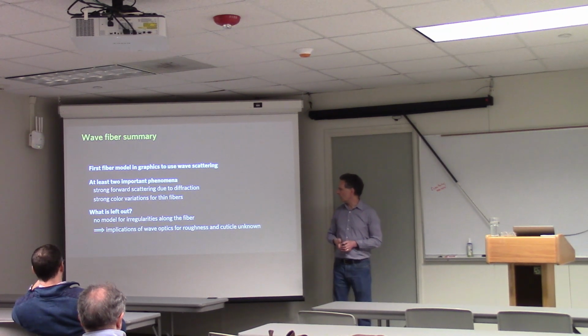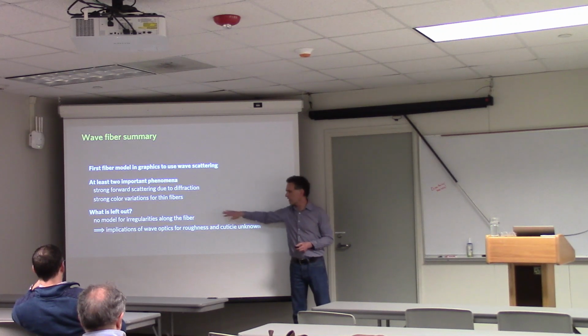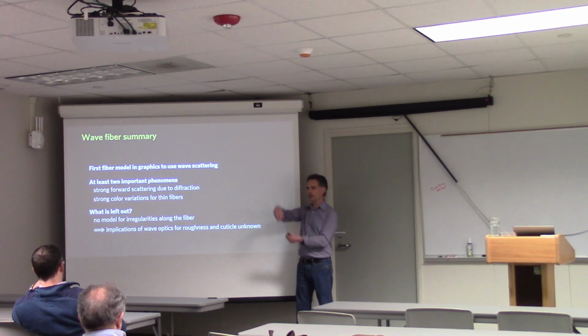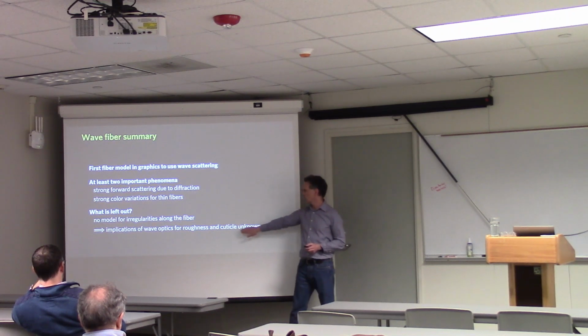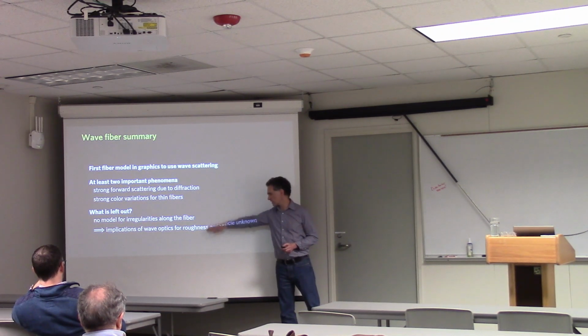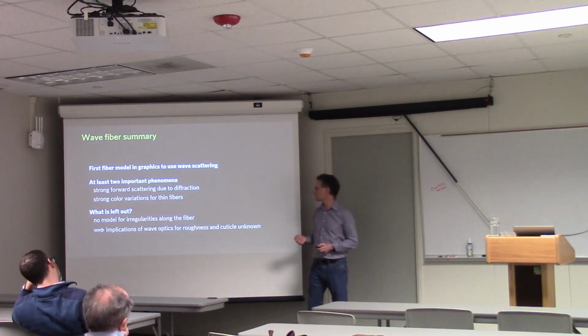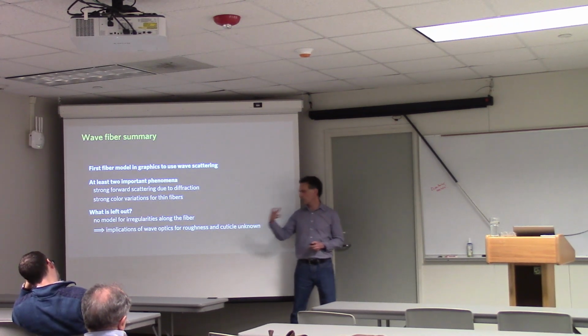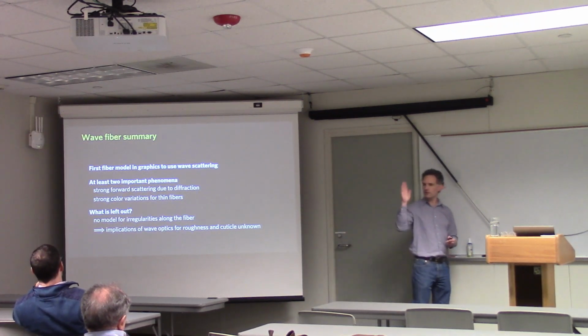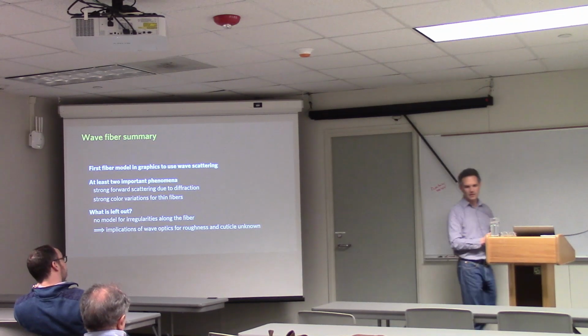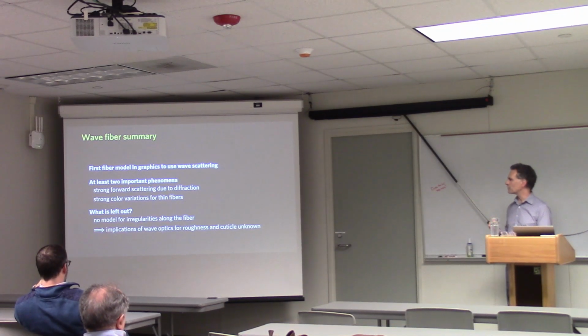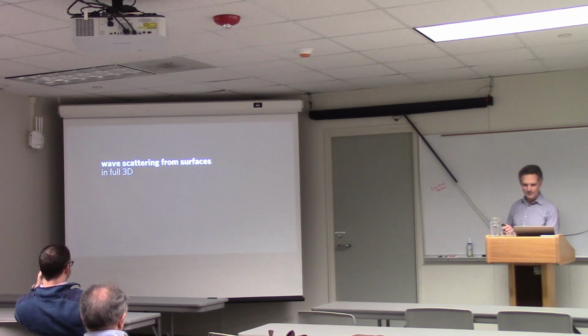So things that are left out are, we have no way of modeling irregularities along the fibers. We had to assume everything was perfect extrusion. And that means that we still don't know, at this point, the implications of wave optics for the effects of roughness and sort of asymmetric cuticle structure. We have a little bit more to say about this, but that's the project that's going to fall off.